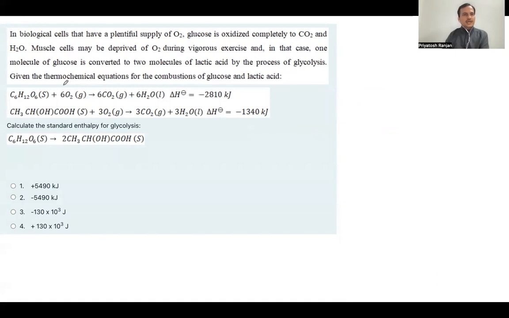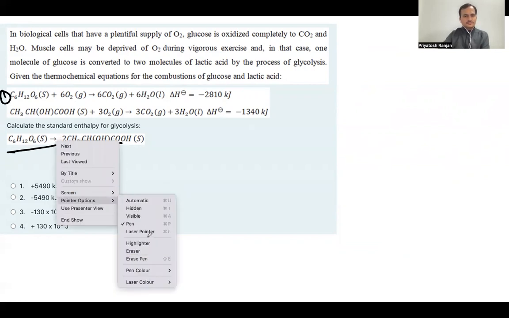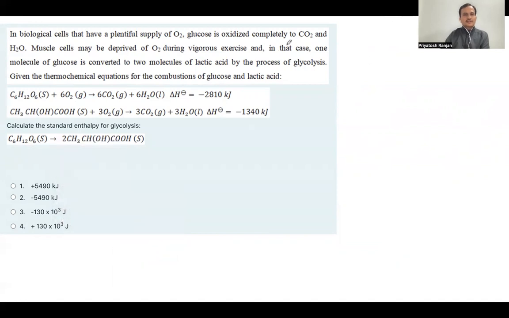Another question on the biochemical thermodynamics. In biological cells that have plentiful supply of O2, glucose is oxidized completely to CO2 and H2O. Muscle cells may be deprived of oxygen during vigorous exercise. Good question. And in that case, one molecule of glucose is converted to 2 molecules of lactic acid, as represented by this equation. Glucose getting converted into 2 molecules of lactic acid by the process of glycolysis. It's a simple biochemical reaction which keeps on happening inside the cells.